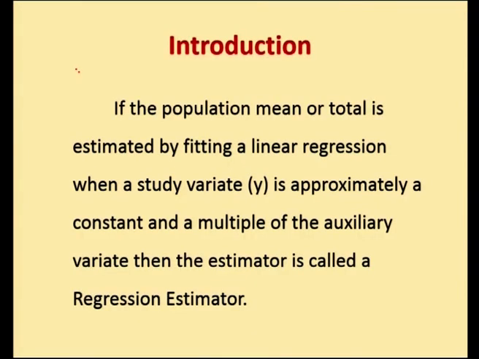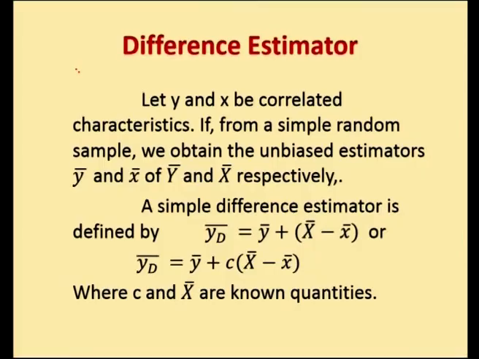If the population mean or total is estimated by fitting a linear regression, when a study variate y is approximately a constant and a multiple of the auxiliary variate, then the estimator is called a regression estimator. We introduce now the difference estimator to increase the precision of the study variate y, based on the auxiliary information. Let y and x be correlated characteristics.